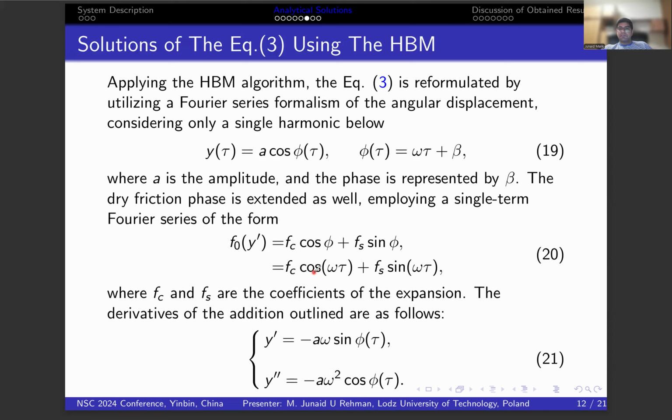So here we have, utilizing a Fourier series formalism of angular displacement, considering only a single harmonic below equation 19, where A is amplitude and beta represented as phase. So the dry friction term is expanded as well, employing a single term Fourier series of the form equation 20, where Fc and Fs represent the coefficients of expansion, the derivative of the addition outlined in 21.